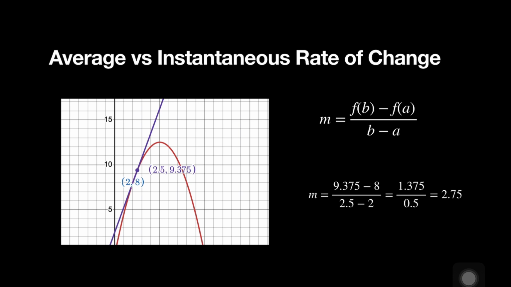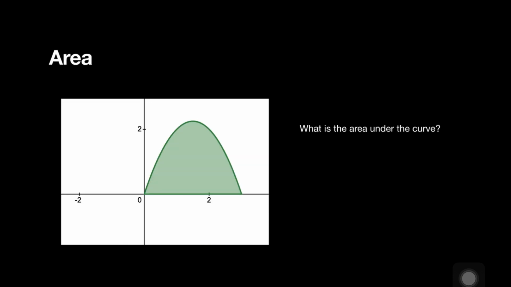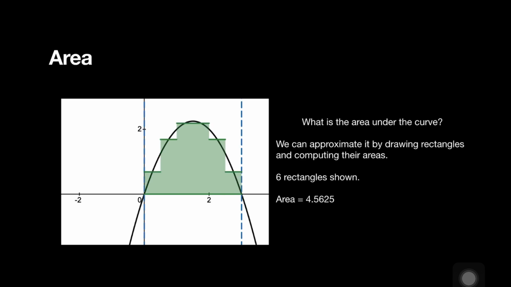The second calculus problem involves area. So for example, if I wanted to find the area underneath a curve, and I have an object where I can't just use a formula from geometry, well, how do I do this? One way to do this is to take the region and chop it up into rectangles. And we can approximate the area underneath this curve by drawing rectangles, computing their areas, and adding them together.